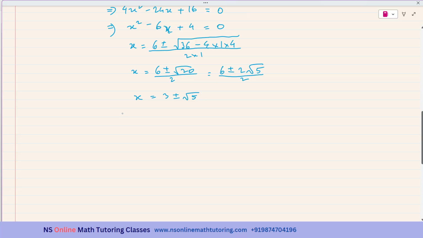Therefore, we can write the domain as 3 minus root 5 is less than or equal to x is less than or equal to 3 plus root 5. Okay. 5 is of course a positive integer.